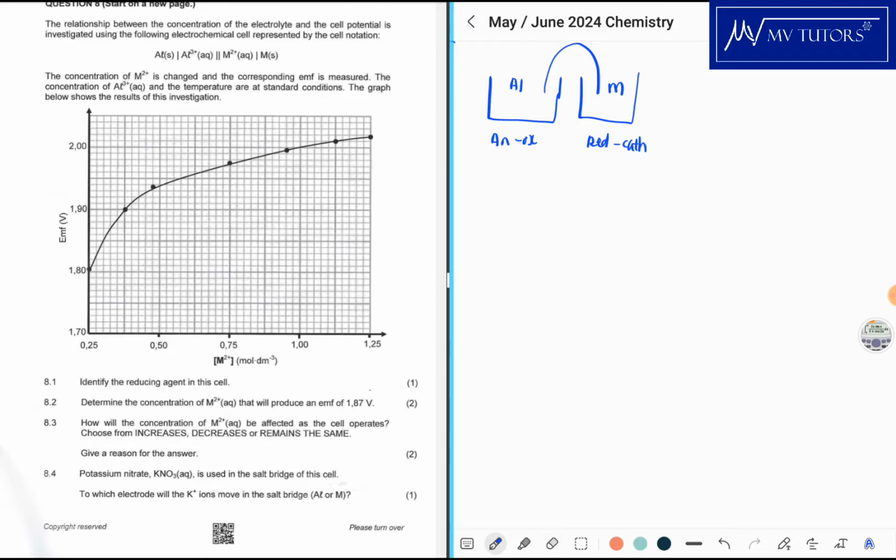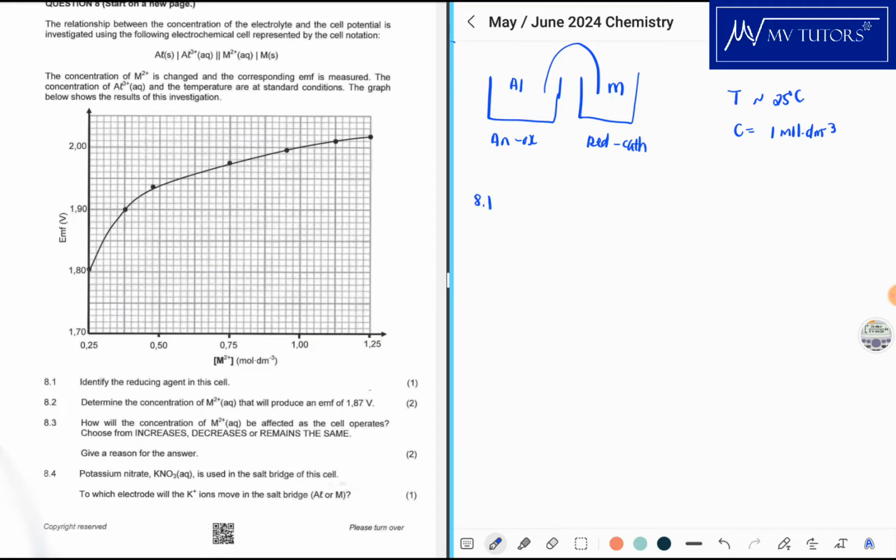All right, so the concentration of M2+ is changed and the corresponding EMF is measured. The concentration of aluminium and the temperature are at standard conditions. If they say standard conditions, we know our temperature is around 25 degrees Celsius, and our concentration is 1 mole per cubic decimeter. The graph below shows the results of this investigation. We can see the y-axis is the EMF, and the x-axis is the concentration.